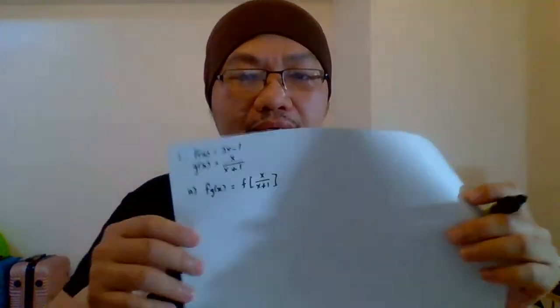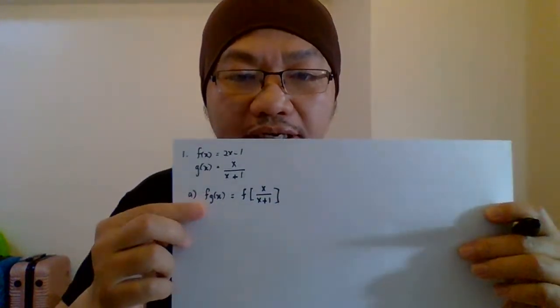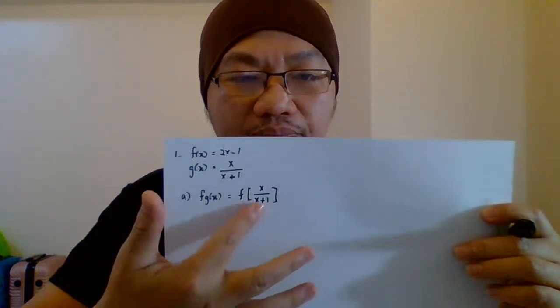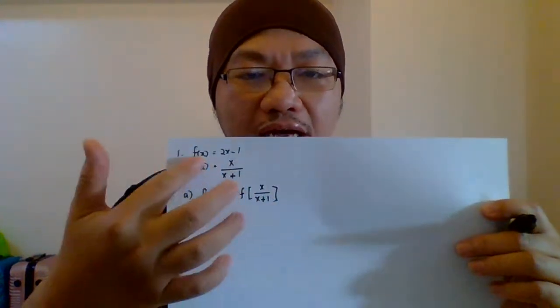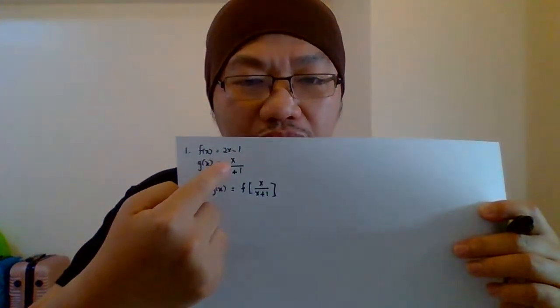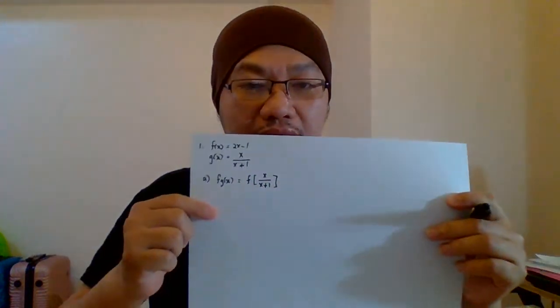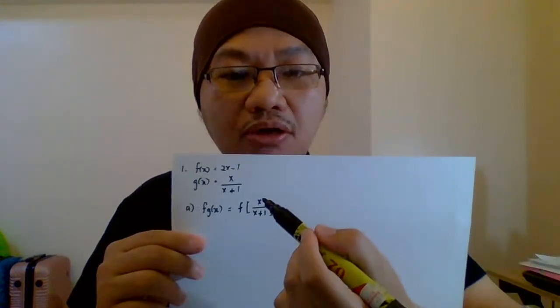So (a), how to find fg? Very straightforward. For fg, g is the back function and f is the front function. If we want to find the composite, we must write the back function first. So we write f and the function of g inside the big bracket like this. For the first question, I want to find fg, so I write f(g). The function of g is given by the information, so just cut and paste it here. And then we do the normal composite.